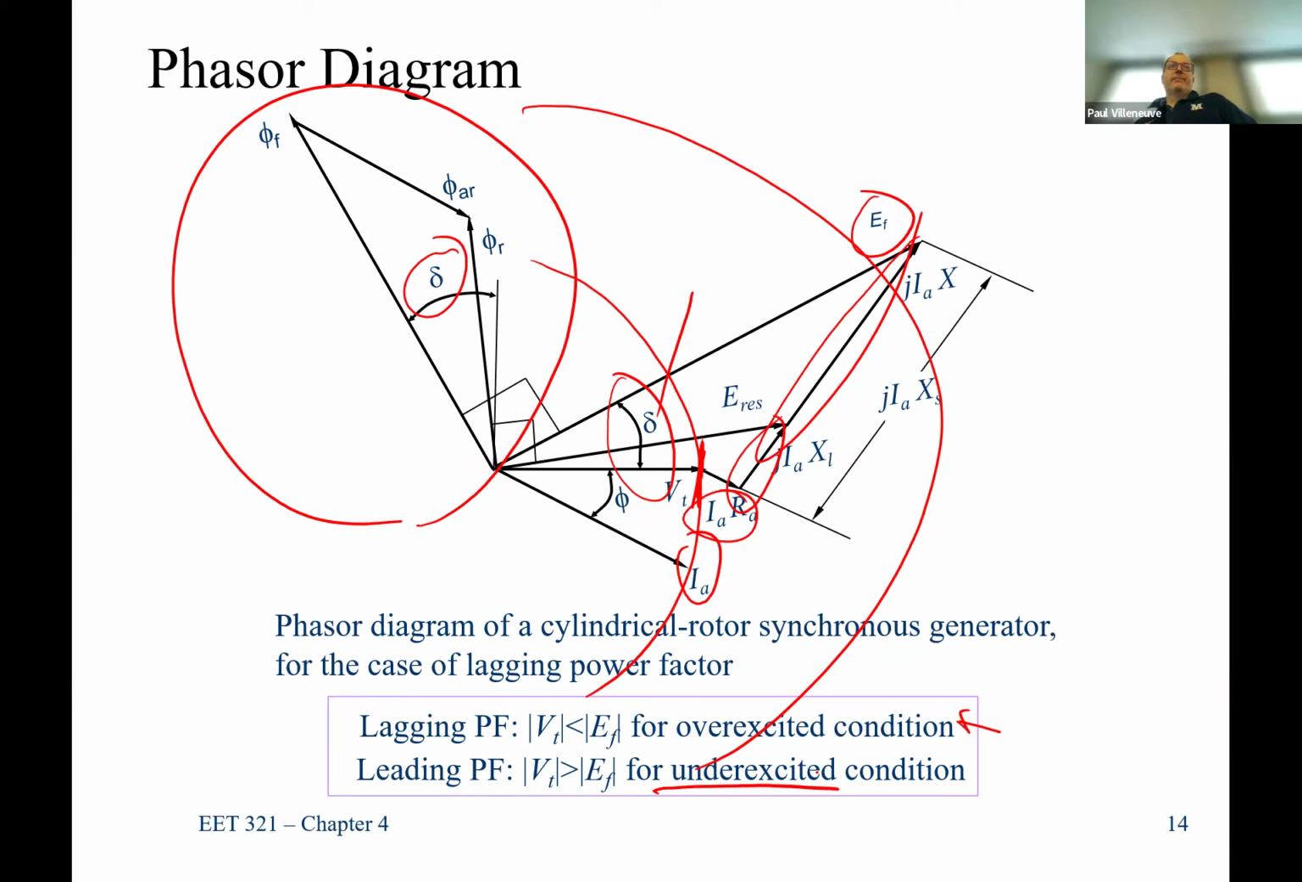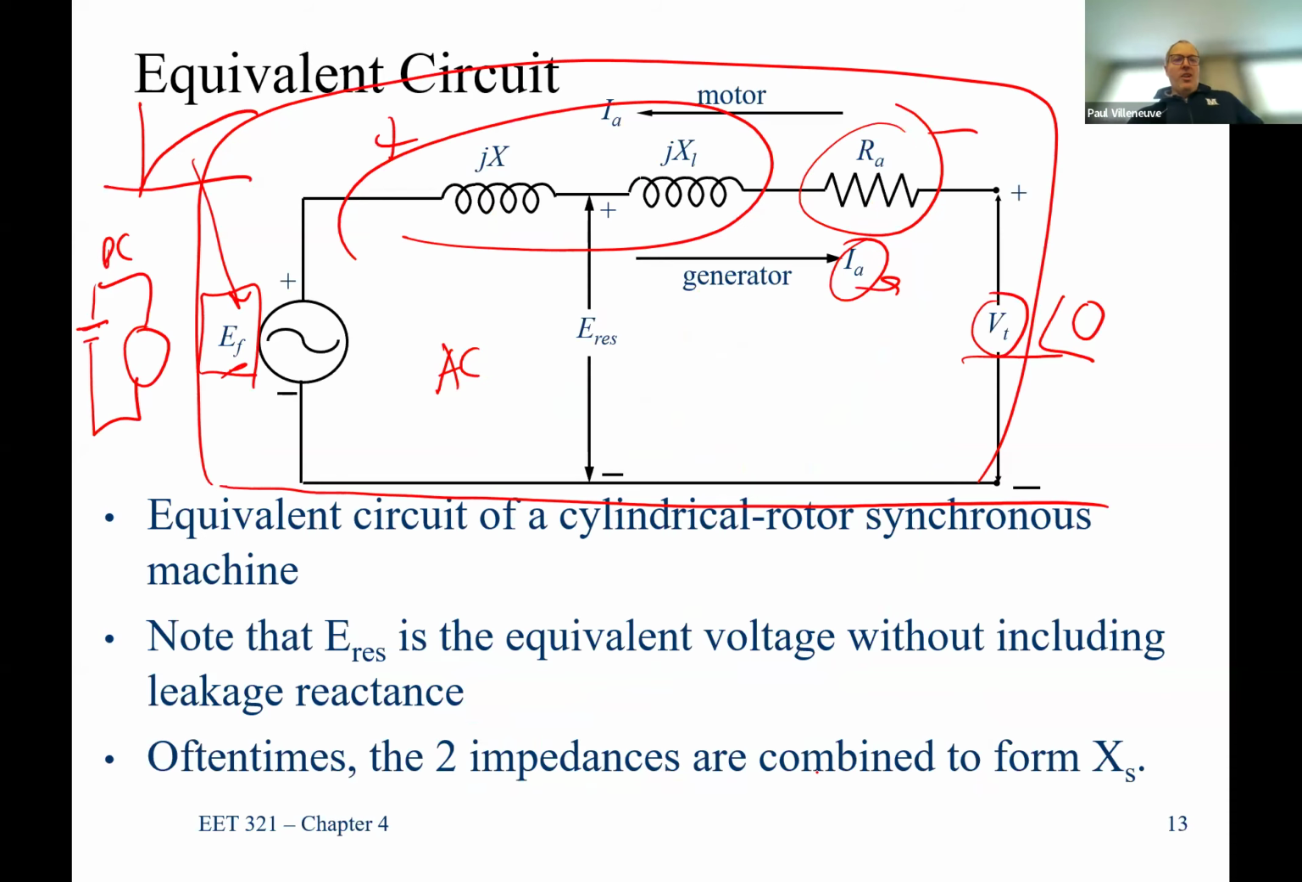That's a good question, right? Yes. On this graph, the DC current is not on the graph. Okay. It wasn't in here either, was it?